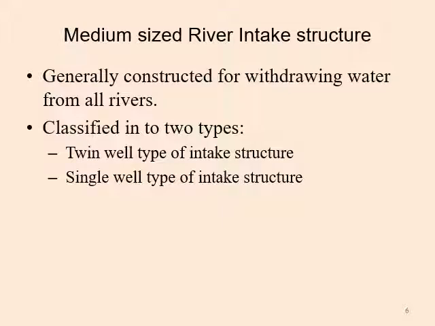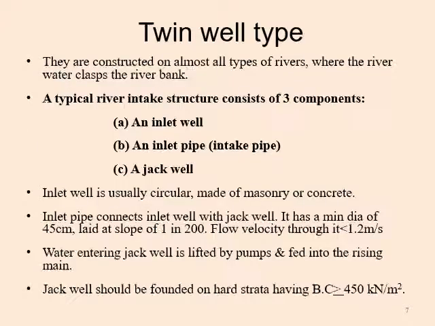Now the second type is the medium-sized river intake structure. In the previous slide we have seen an overall view of the river intake structure, and here it is classified as twin well type or single well type. It can be twin well, it can be single well. Let's see. The jack well should be founded on hard strata having bearing capacity greater than 450 kN per square meter. For design purposes, we can consider this data.